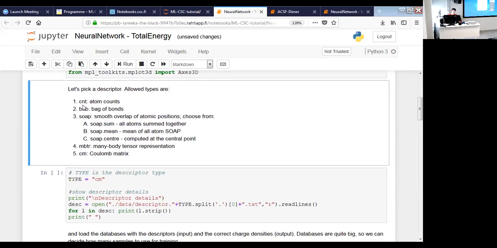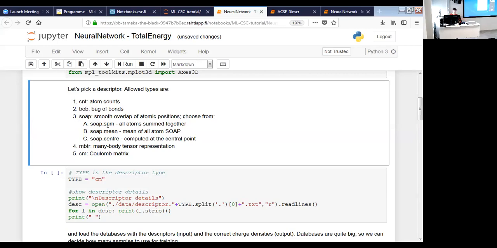We have pre-calculated for you some descriptors. We have atom count. This is the simplest descriptor you could think of. It's counting the different species. Bob, bag of bonds. It's basically counting bonds. So if you have a carbon-hydrogen bond, that's going to increase one descriptor by 1. If you have a carbon-carbon bond, it's going to increase another feature of the descriptor by 1. So you count all these different bonds of different types, and the string of numbers becomes your descriptor.